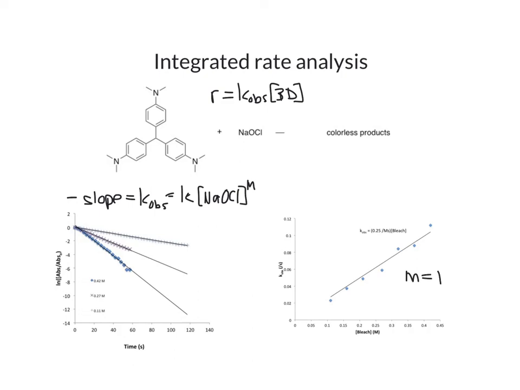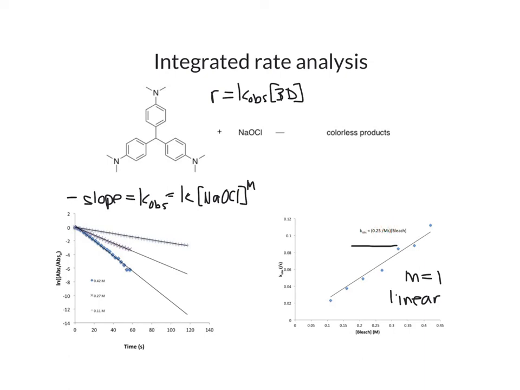because it's linear. So the linearity tells me that the m value here is 1, because that gives me a linear equation. Furthermore, the slope of that line, y equals mx plus 0, this should go through 0, 0. The slope of that line is my true k value. So the equation that fits these data is k observed equals 0.25 per molar second times the bleach concentration. And so my true k value is 0.25 per molar second.